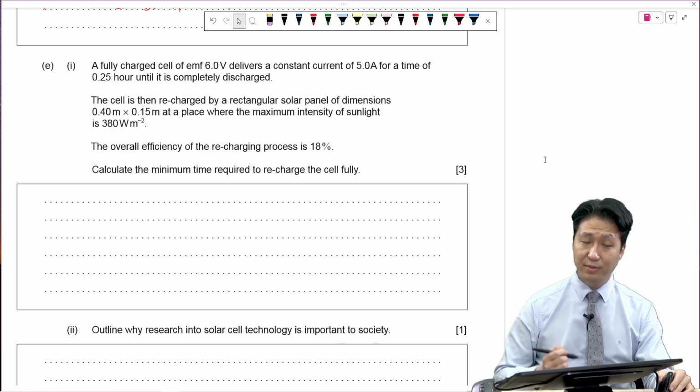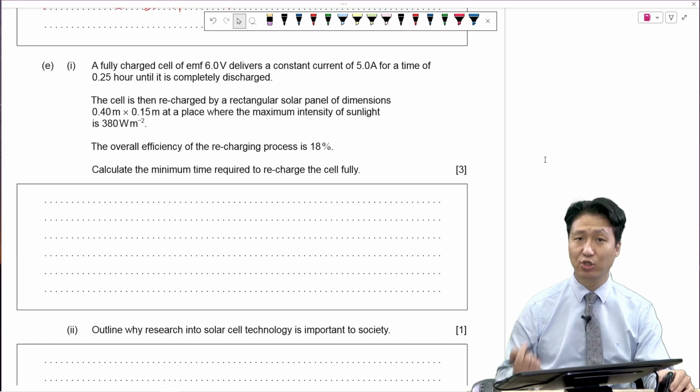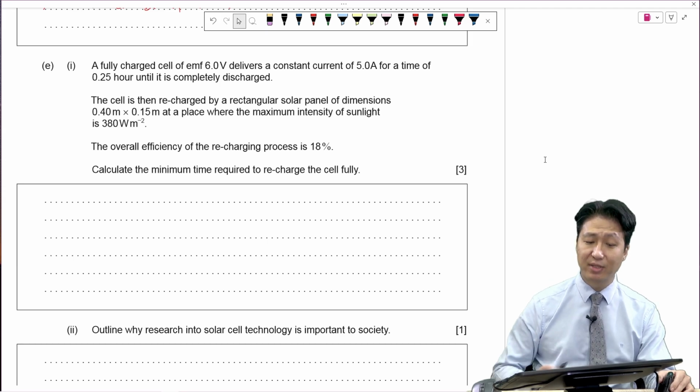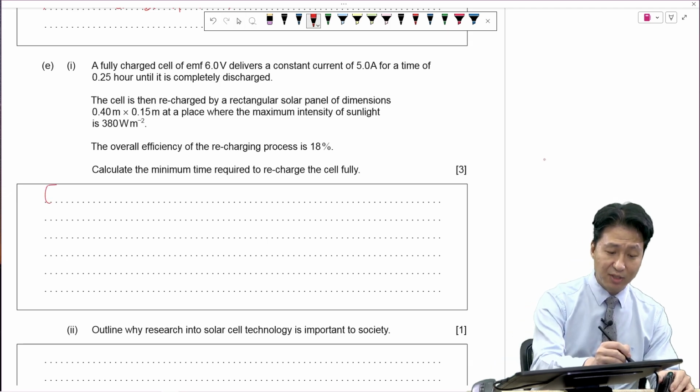In E, Part 1, a fully charged cell of EMF 6.0 volts delivers a constant current of 5 amperes for a time of 0.25 hours until it is completely discharged. The cell is then recharged by a rectangular solar panel of dimensions 0.4 times 0.15 meters. At a place where the maximum intensity of sunlight is 380 watts per square meter. The overall efficiency of the recharging process is 18%. Calculate the minimum time required to fully recharge the cell. So, first we have to find the energy of the cell.